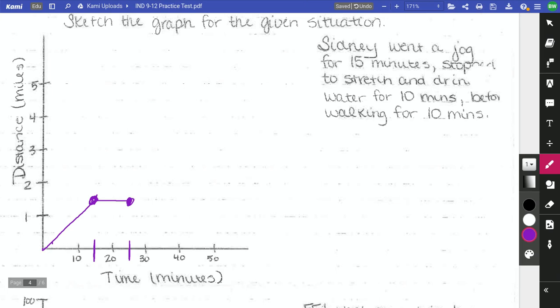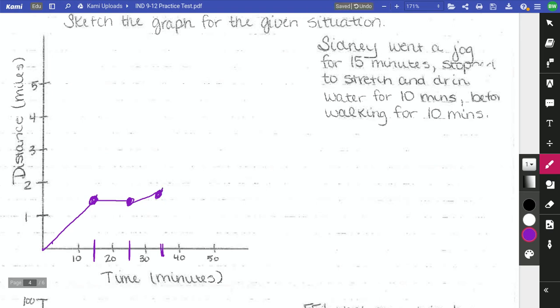Then she walks for 10 minutes. So that's going to take her to the 35-minute mark. So you just look down at your x-axis and see where she's going to end up. 35 minutes. Okay, that's 10 more minutes past where she was. And she's walking. We just need to show a smaller slope, because now she's walking. She's not going to go as fast as she was going. So we do something like that. And that's it. Okay, problem is done.